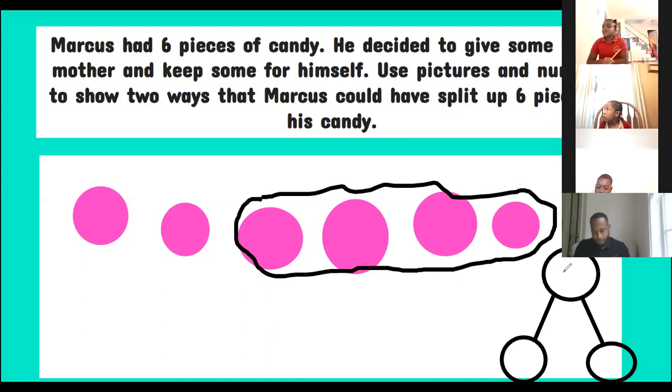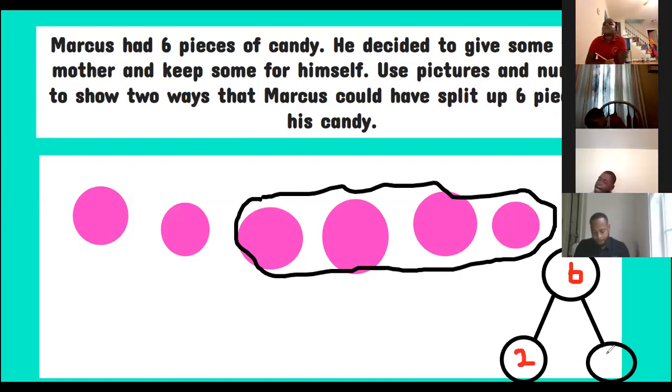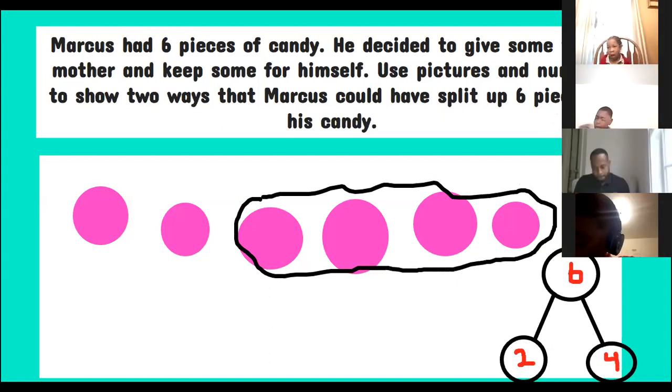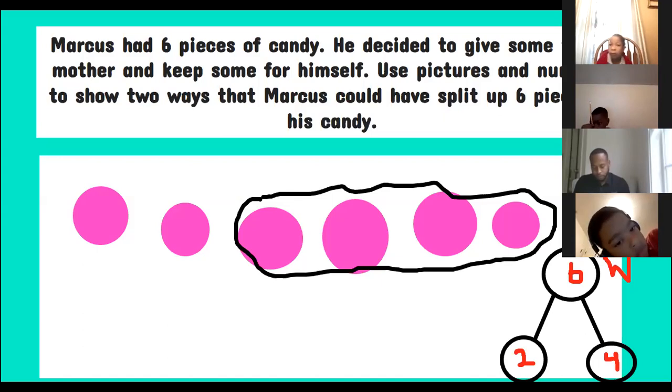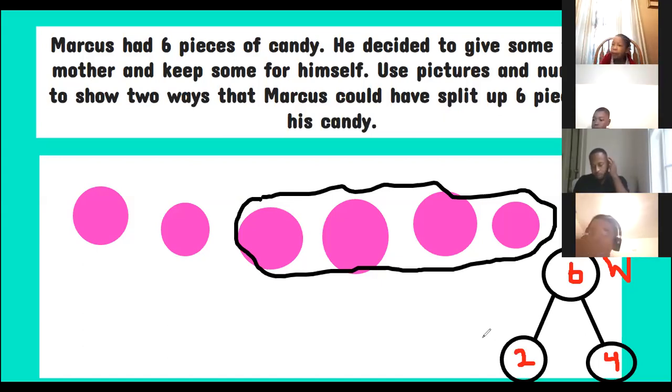So what's my whole number, Kinsley? 6. What's my 2 parts? 2 and 4. Am I done with my number bond? No. What do I need to do? Label. Oh, what's this up here? Whole. What are those 2 things at the bottom? Parts. You're right, my parts.